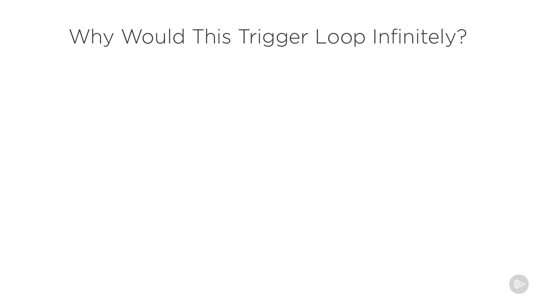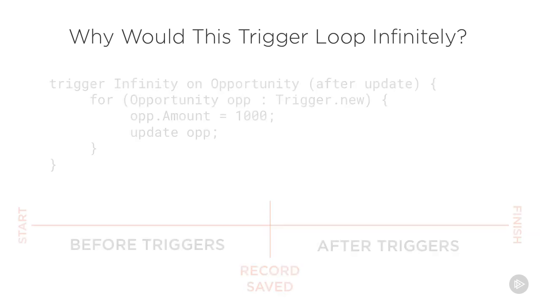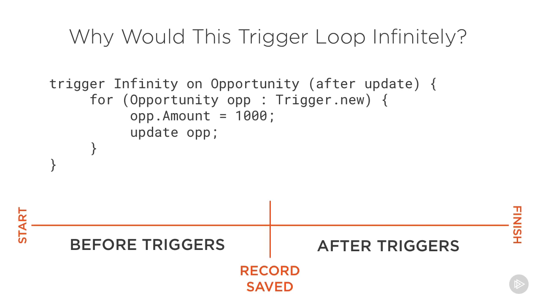Now play along with me here and pretend Salesforce didn't give us the read-only error. Why would this trigger loop infinitely? I want to go through this scenario to give you an understanding of why these records should be read-only and how Salesforce processes after triggers. Plus, infinite loops are awesome. We're bringing back our trusty database event timeline to highlight how Salesforce processes these events.